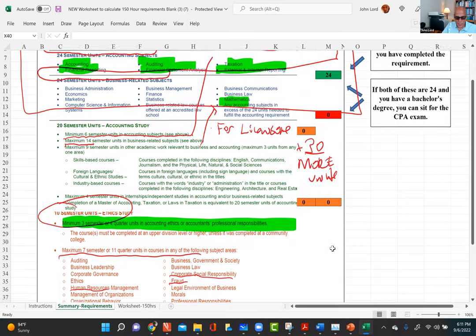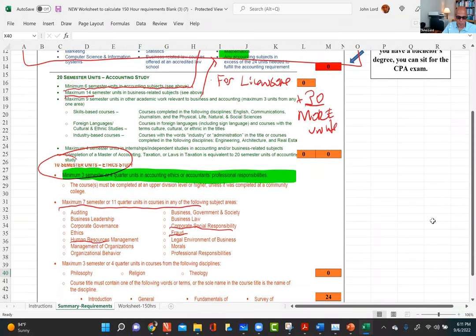The remaining 10 units have to be in the area of ethics study. Everyone must have a three semester unit class in accounting ethics. It is specific to accounting ethics. If you took a business ethics class, you can't count that as your three units of accounting ethics. Here at Golden Gate, it's Accounting 102/302 that would be the class.